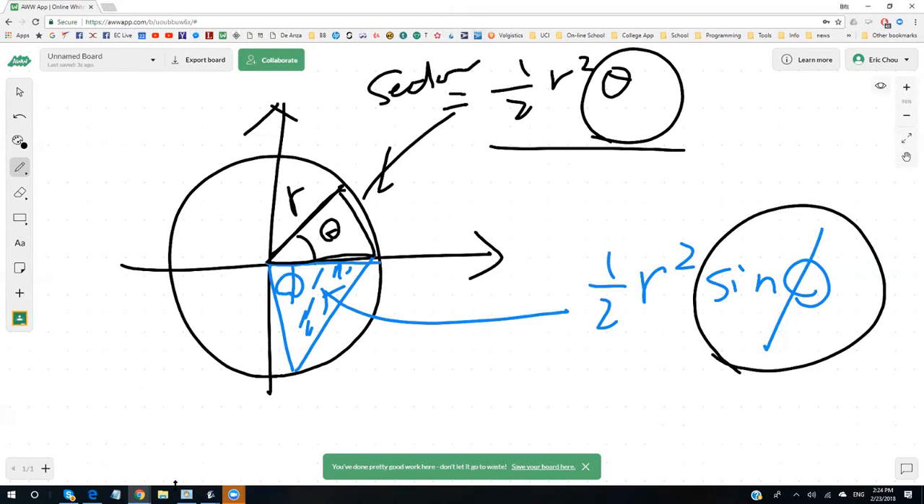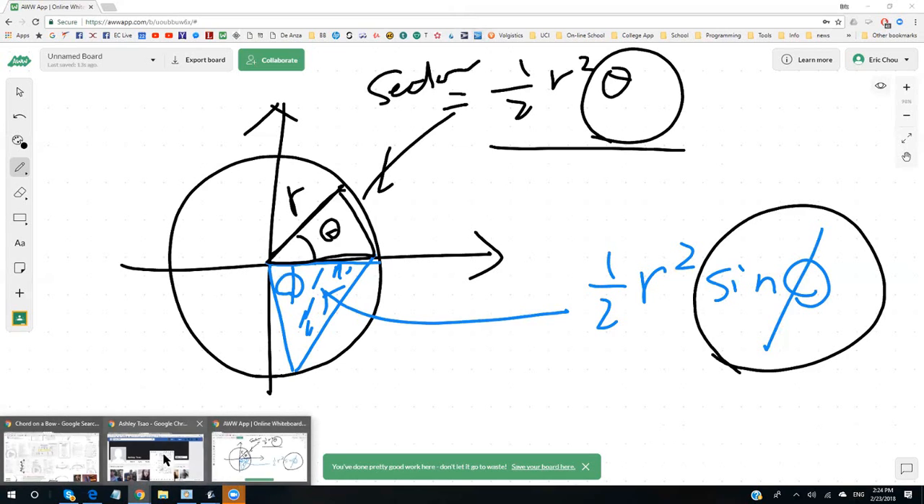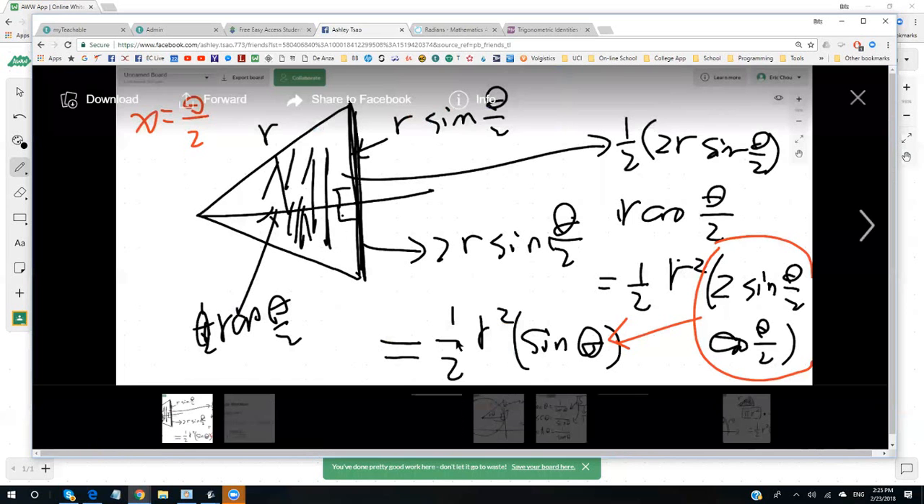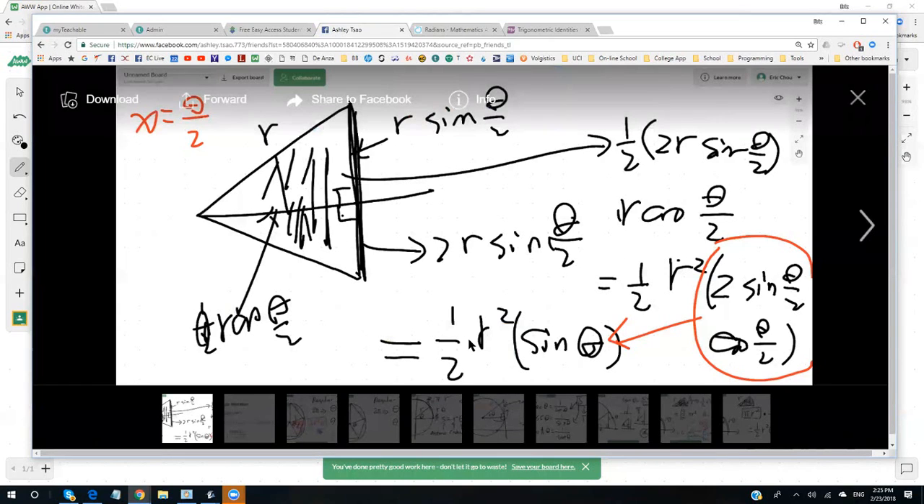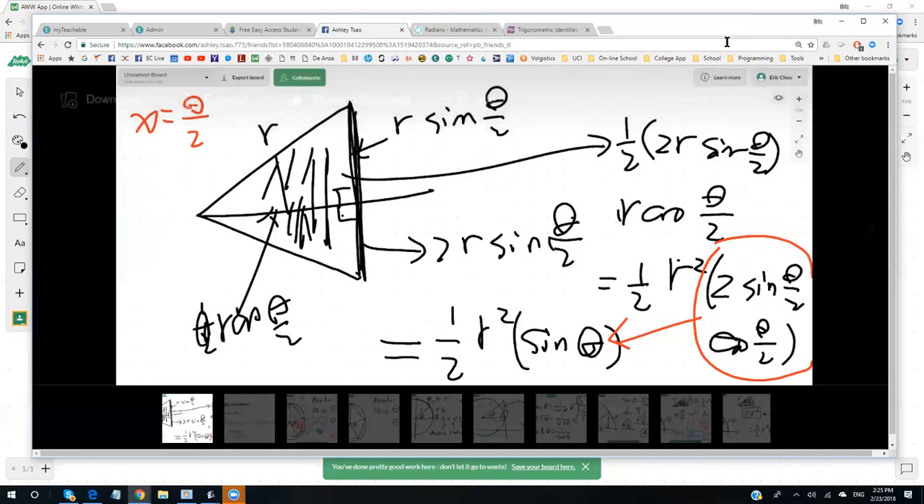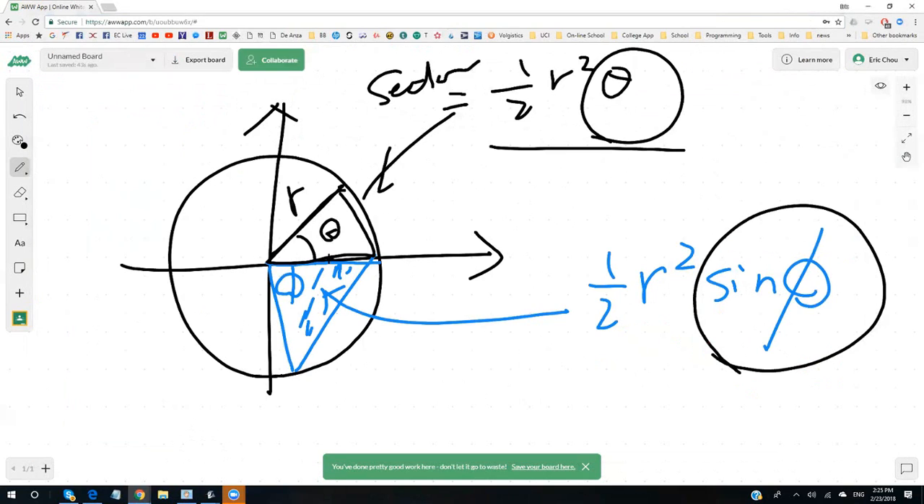Area of the blue one, we just proved it, right? Yeah, we just proved it by this. If the whole thing is theta, then we use half cosine theta, half theta, sine half theta times r. And then the whole area for this circle, and this is the chord. Inside the chord is a triangle, r and chord, and here is theta.